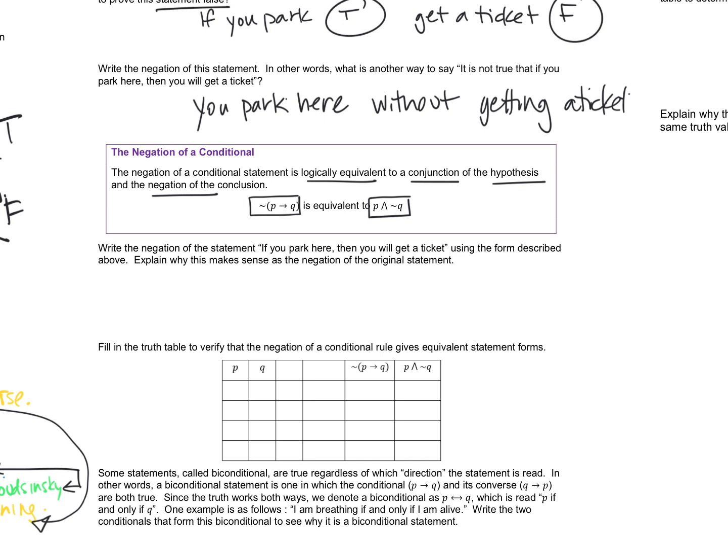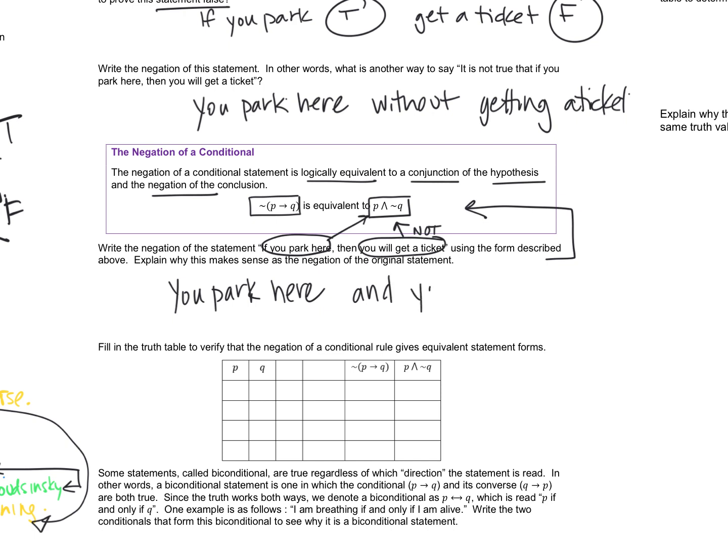Let's write the negation of that statement using that form. So if you park here, that's our P. You will get a ticket is Q, so the not getting a ticket would be happening. It's a conjunction, so we don't have to put the if in there. We're going to say you park here and you don't get a ticket.